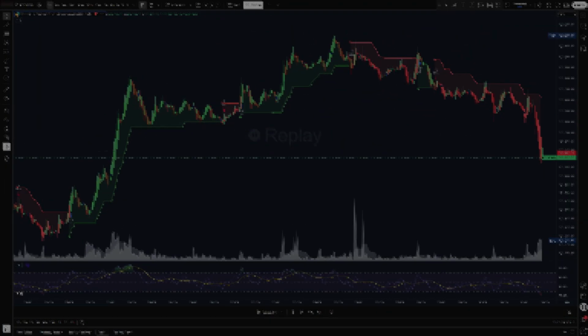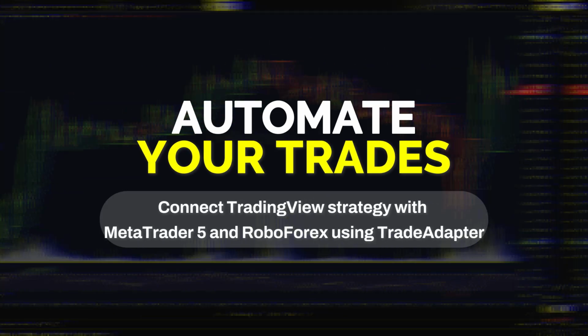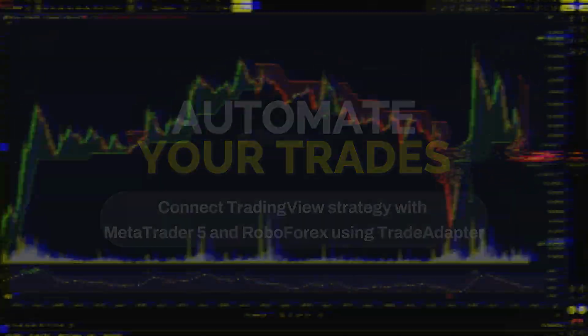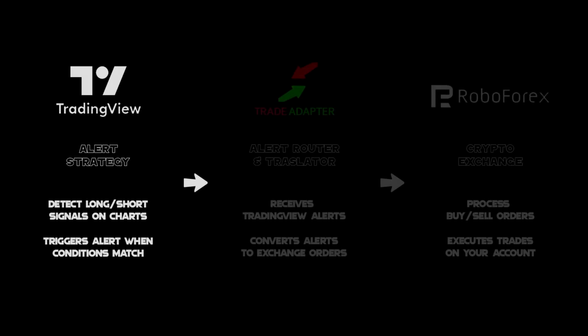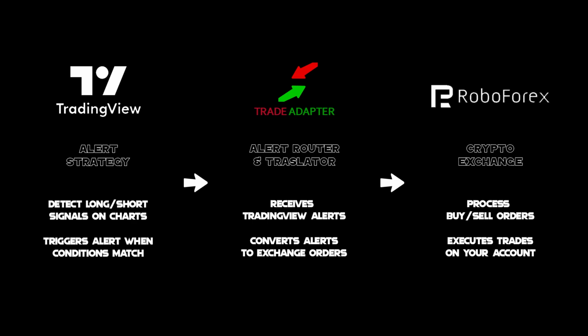Today we'll show you how to connect your TradingView strategies with MetaTrader 5 and RoboForex, using TradeAdapter to automate your trades. Before we start, let me show you how this works. TradingView generates the buy and sell signals. TradeAdapter receives those alerts and converts them into real orders. RoboForex executes the trades directly on your account. That's the full automation flow.